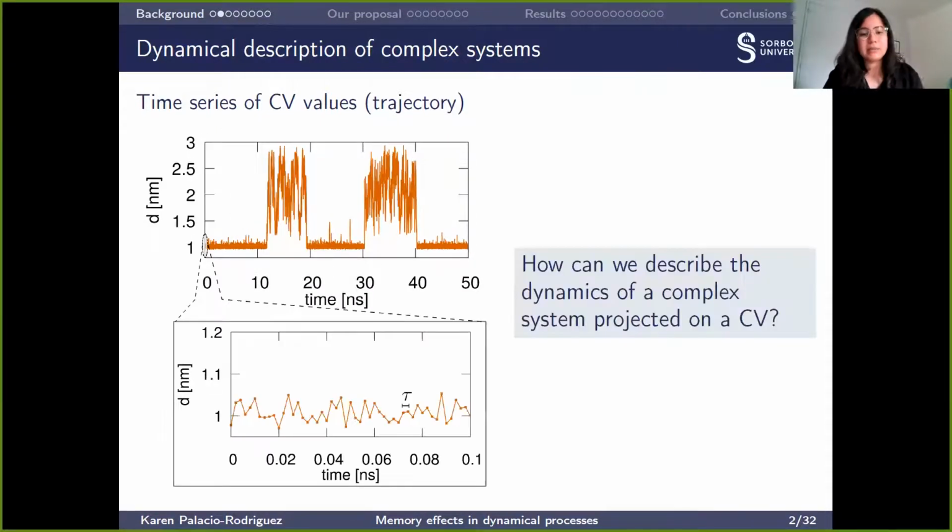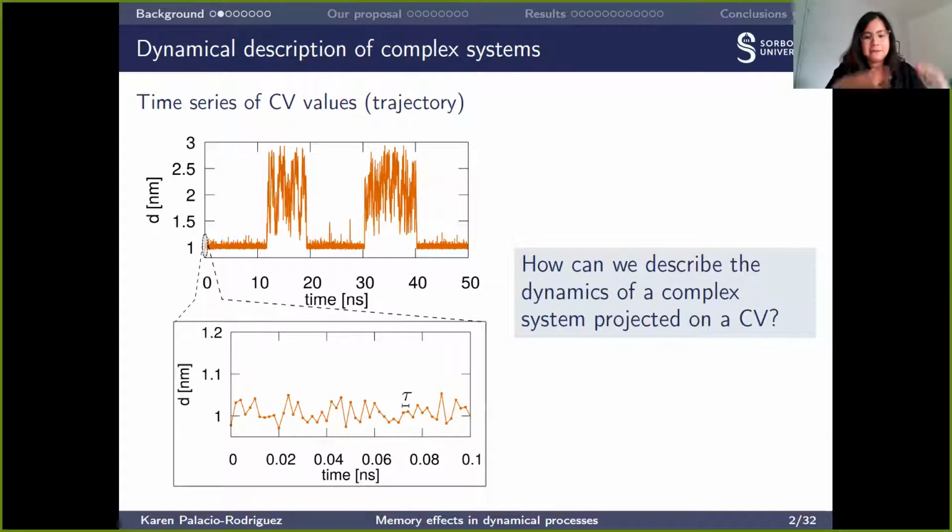Here I will make a parenthesis to explain an important quantity that we are going to talk about a lot in this presentation, that is this tau, or the time resolution of the trajectory. That is the time between two consecutive points in the trajectory. So if you have a low resolution trajectory, you will see less detail, and you won't see correlation between one point and the other in the trajectory. So you will have Markovian behavior.